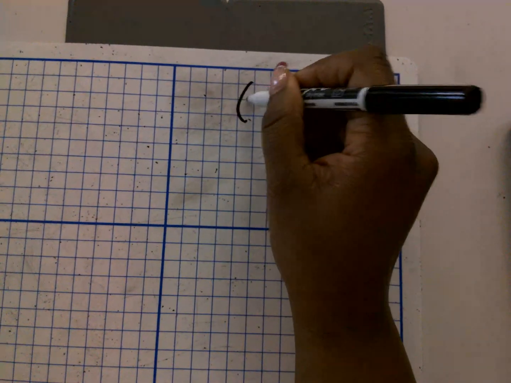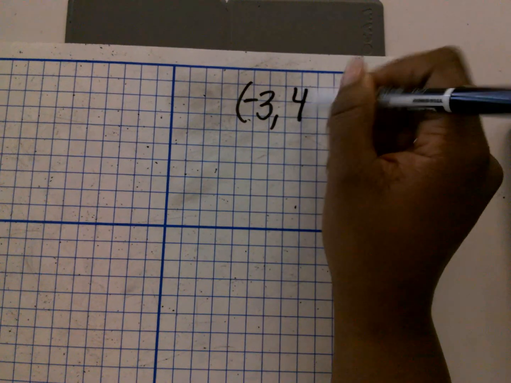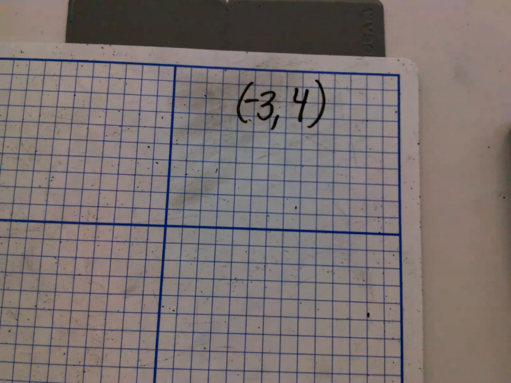Let's do -3 and +4. See if you can do that. -3 and +4. Let's graph that.